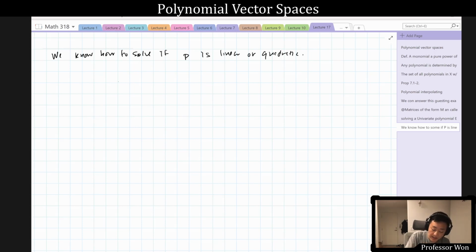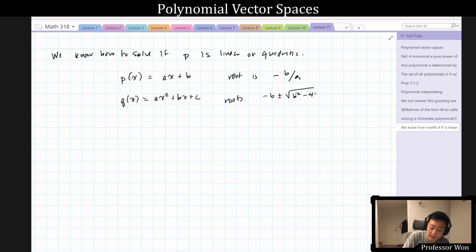Of course, if it's a linear polynomial, that means it looks like just ax plus b. And there's only one root, so the root is negative b over a, as long as a is non-zero, but I said it was linear, so. And if q is quadratic, ax squared plus bx plus c, we hopefully all know the quadratic formula. The roots of this are given by negative b plus or minus root b squared minus 4ac over 2a, a thing that we learned a long time ago and never forgot.